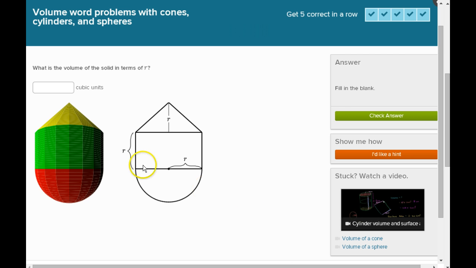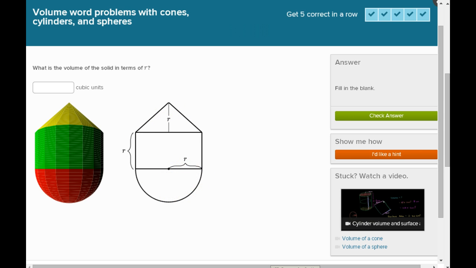But here we go. Let's just talk about this here. We have to find the volume of this cone, and the volume of this cylinder. We know this is a three-dimensional object, so this is a circle base, and it's r units tall. This would also be a circle base with a radius of r and r units tall, and this is a sphere with a radius of r.